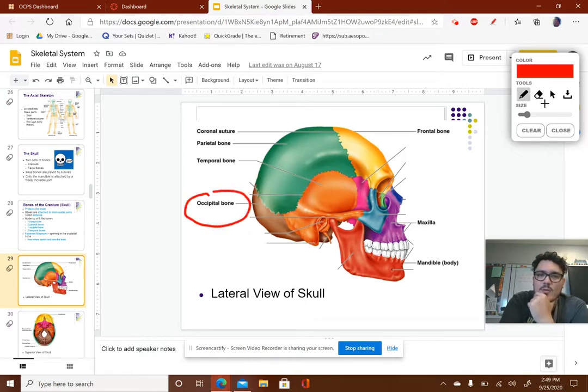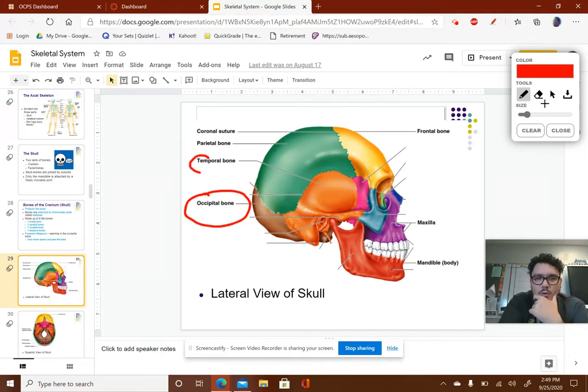We've got the occipital bone here. The occipital bone is referencing the back of the skull. Why do we call that the occipital bone? Because if you've taken a little bit of other courses, the back of the brain, that's known as the occipital lobe. So they're the same name. And the occipital lobe is all about vision.